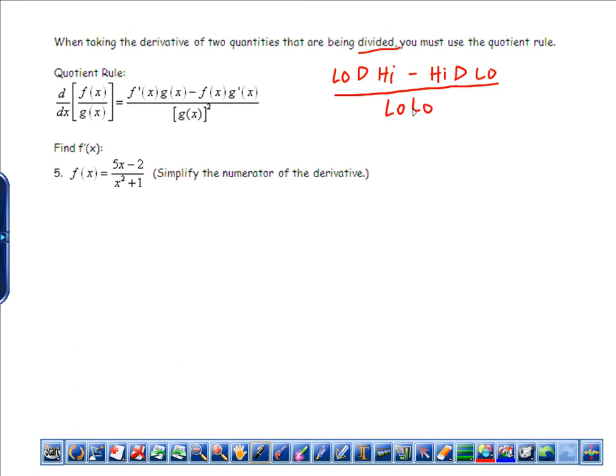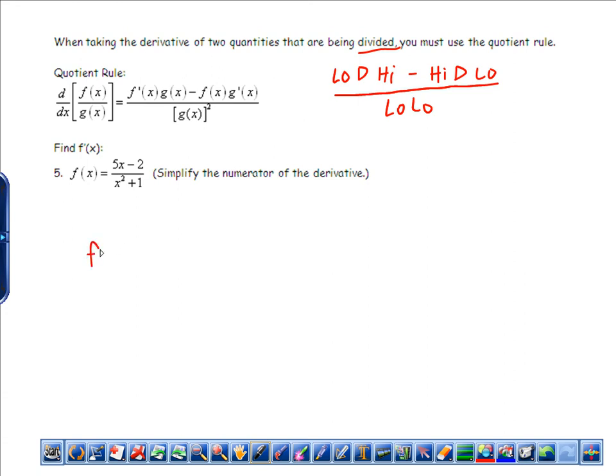I've heard lots of rhymes. You can Google quotient rule sayings and they'll show you lots of little stories that could go along with this. But what it means is you're doing the low function, meaning the denominator, times the derivative of the high function or the numerator first, and then minus the high function or the numerator times the derivative of the low function over the low function squared. So if you say this every day, if you're that type of person, then you'll remember it very well.